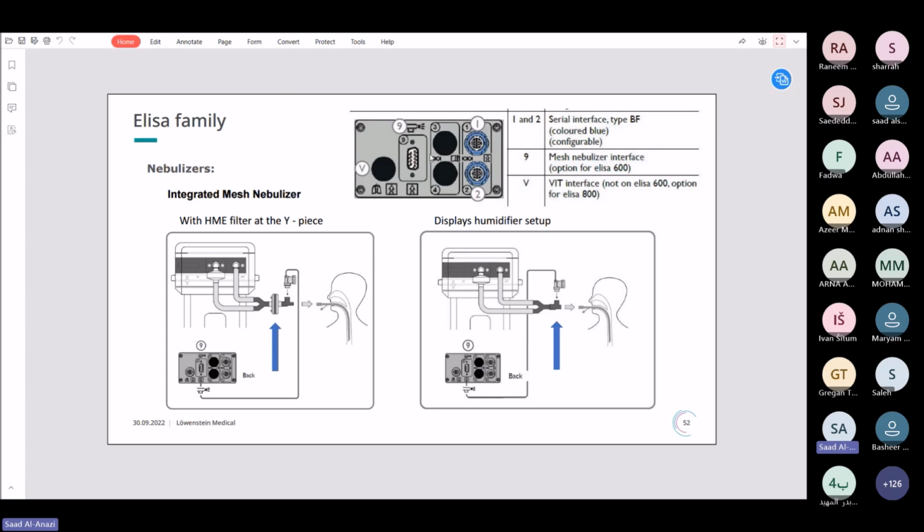In the back side, there is a modules. You need to connect the mesh nebulizer, then connect the oxygen and the nib kit here after the HME. Then go to the main screen, select the time of the therapy and how much flow you need. So the connections are clear: the mesh nebulizer should be after the HME side.